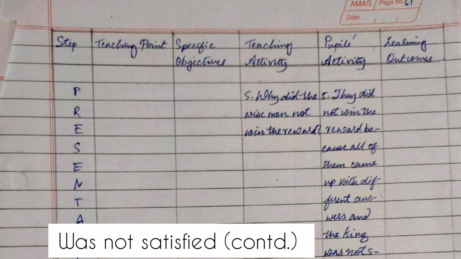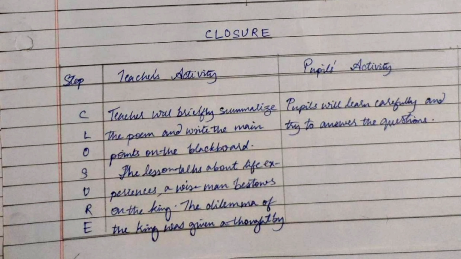And lastly, we come to the part which is called the closure. This is the part which actually comes after you're done with all the explanation and the questioning. So here you have to make 3 columns, 1 for step, 1 for teacher's activity and 1 for pupils activity. So under teacher's activity, you have to write, teacher will briefly summarize the poem and write the main points on the blackboard. I will read the next paragraph of the teacher's activity later, but first let's read out what's there under the pupils activity. It is, pupils will learn carefully and try to answer the questions.